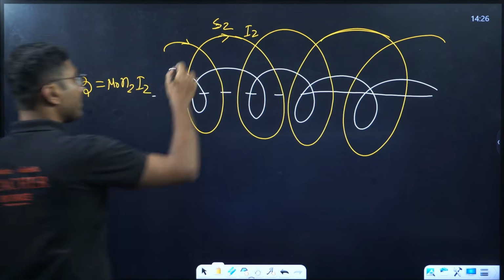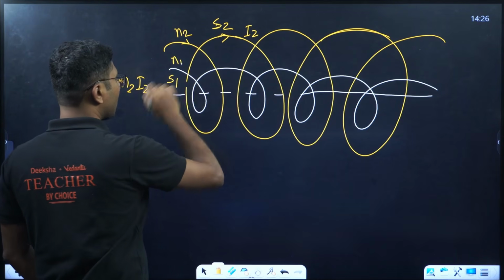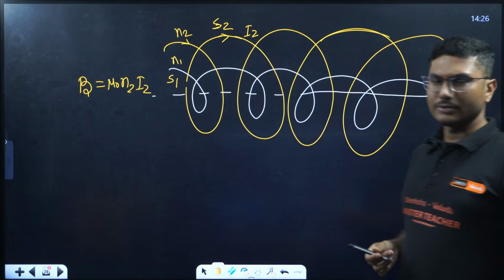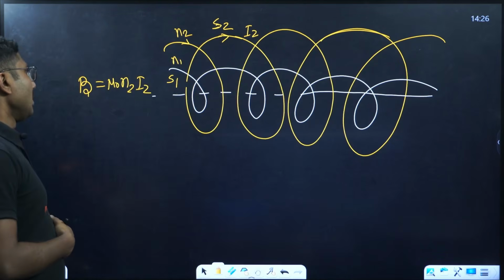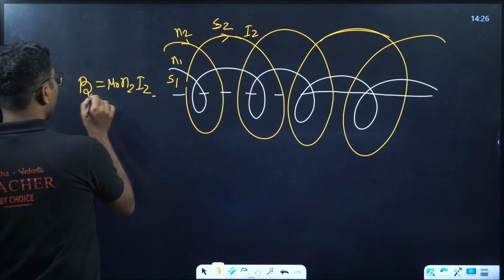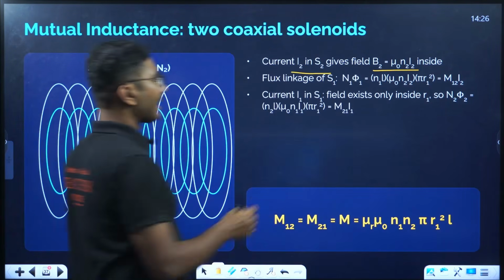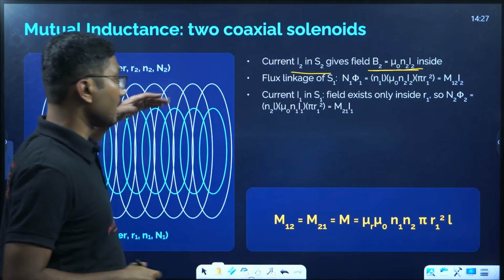N2 is the number of turns per unit length for this one. Say N1 is the number of turns for the other one. They can have separate numbers of turns. They can have the same number of turns, but assume that they have separate numbers of turns. So B2 equals mu naught N2 I2. This is the magnetic field due to the bigger brother, the outer coil.